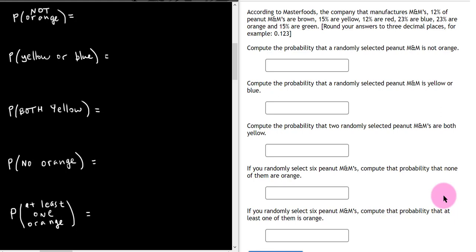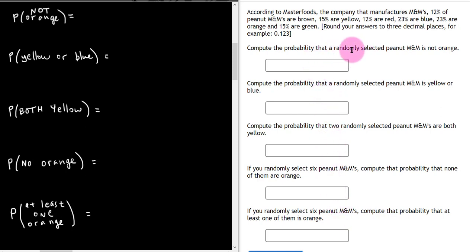Hey folks, in this video this is a problem from the homework, the one with the peanut M&Ms. Let's get to it. So we are told some various probabilities or proportions of the population of peanut M&Ms that follow a certain color. And so we're going to use these to answer our questions below.